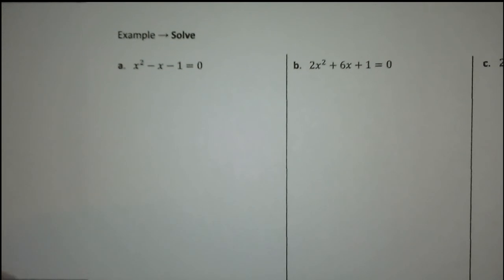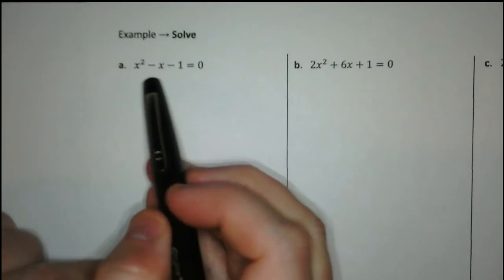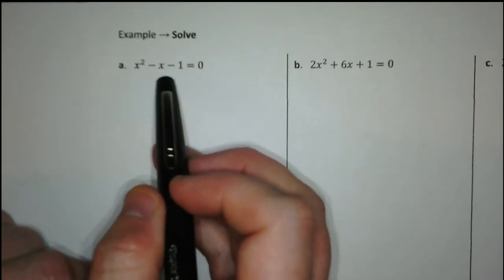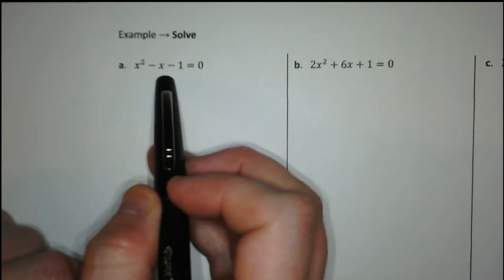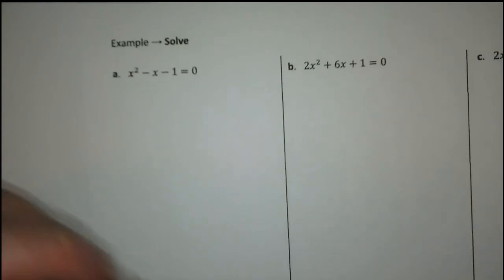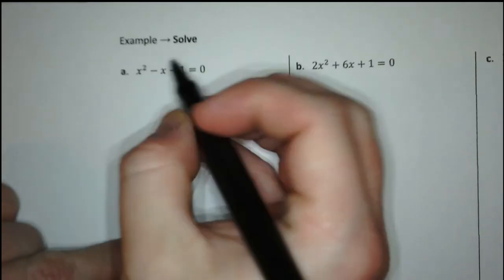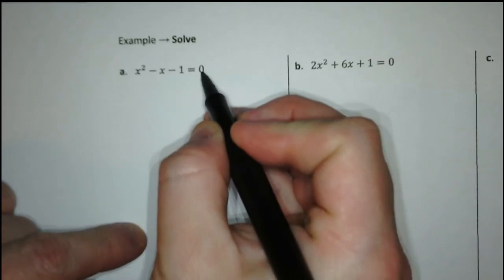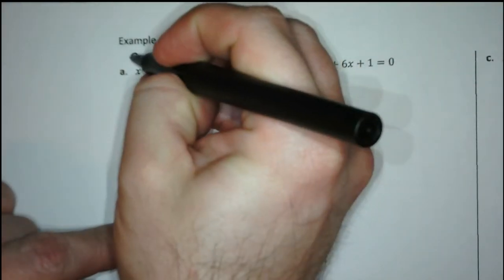Take a breath. Remember, the first thing you would do is look at this and go, "Hey, can I even factor this?" That's the usual routine. I'm going to be doing a lot of formulas. So here we go. First of all, it's got to be set equal to 0.